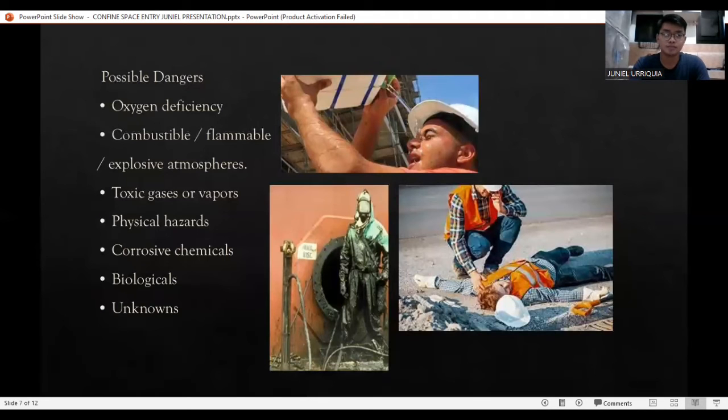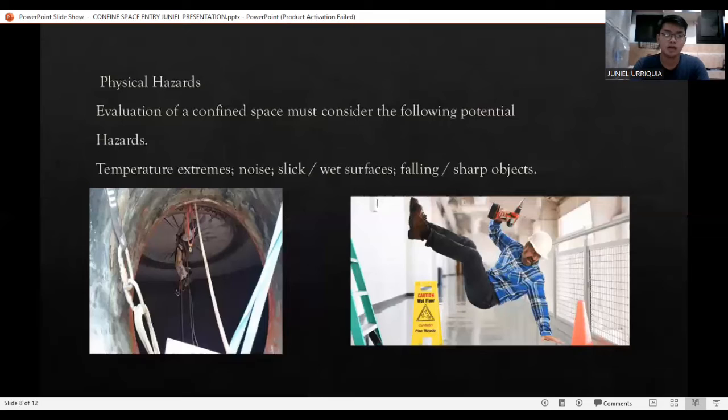Possible dangers. Oxygen deficiency, combustible, flammable, explosive atmosphere, toxic gases or vapors, physical hazards, corrosive chemicals, biologicals, unknowns. Physical hazards. Evaluation of a confined space must consider the following potential hazards: temperatures, extreme noise, slick, wet surfaces, falling, sharp objects.